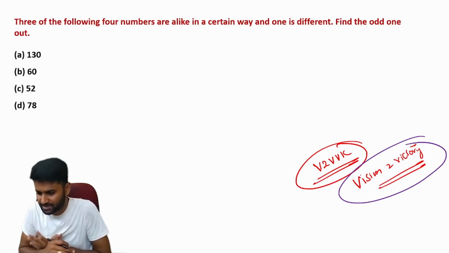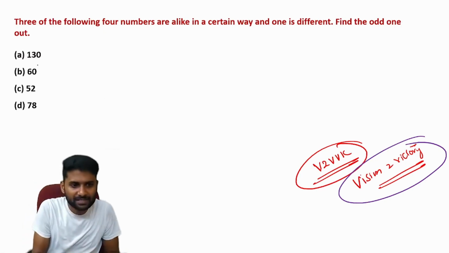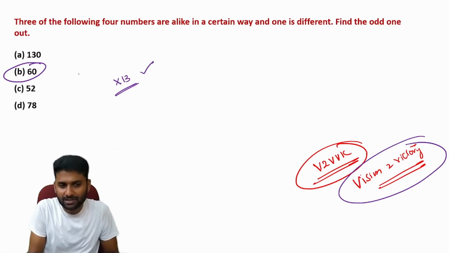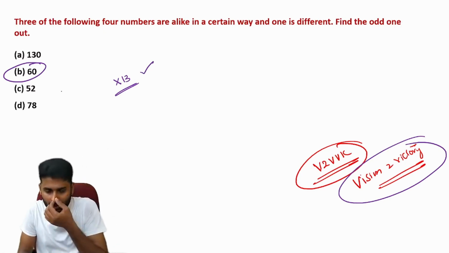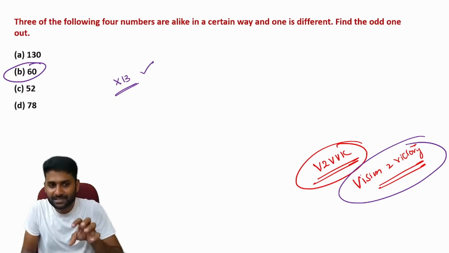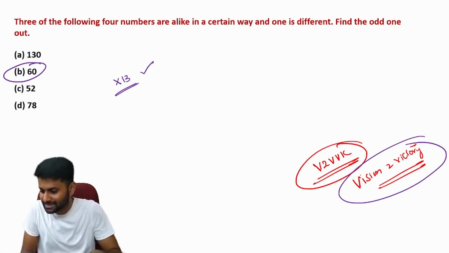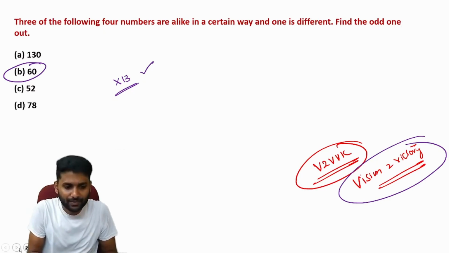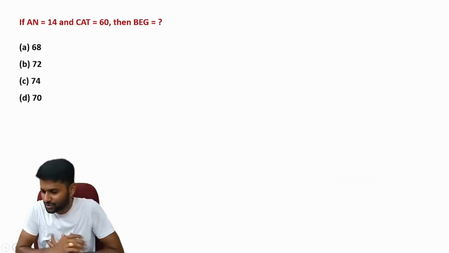Razi also said 60. Reason? Except 60, the remaining three numbers are multiples of 13. Except 16, 130, 52, 78, all those numbers you will get in the 13 table. That's why, except 60, all the remaining numbers you can see in 13 multiples. Very good, Nana. Very good reason. Next, try this question.